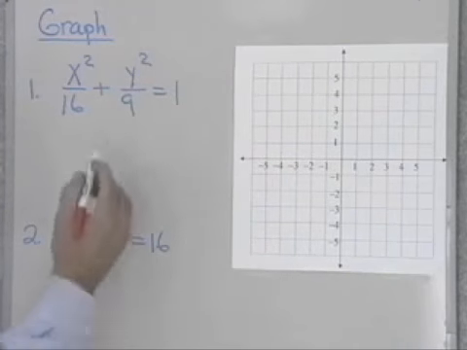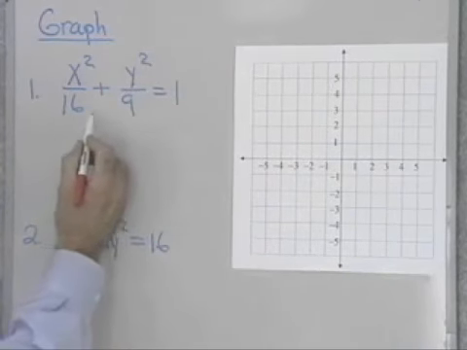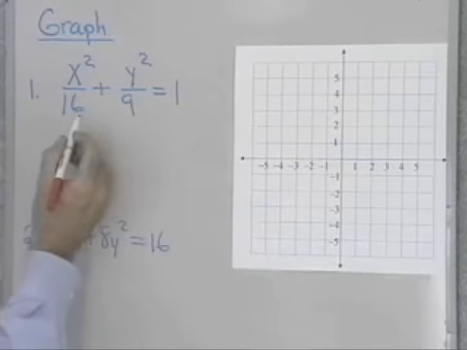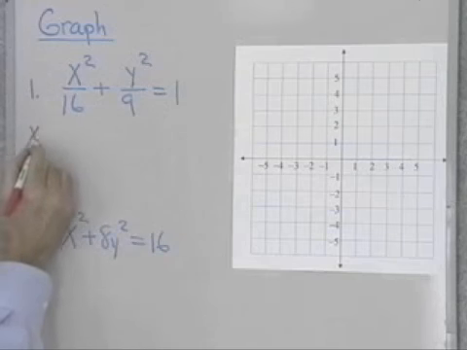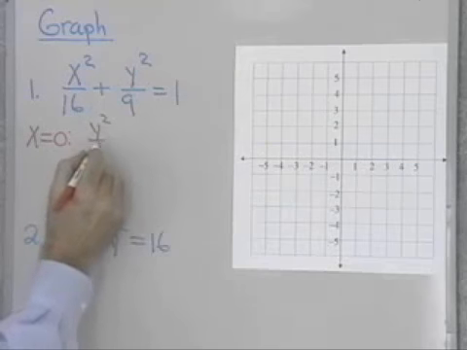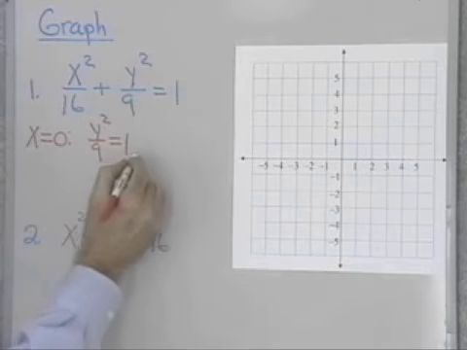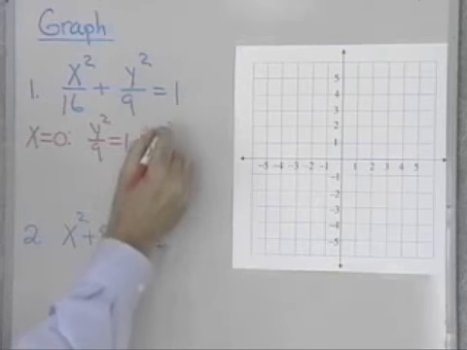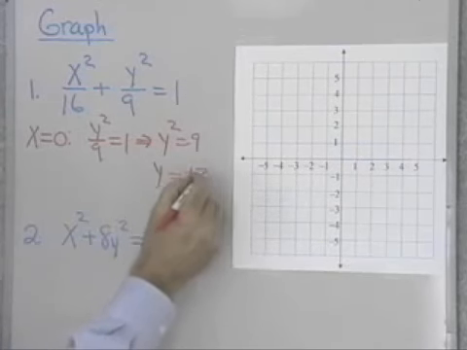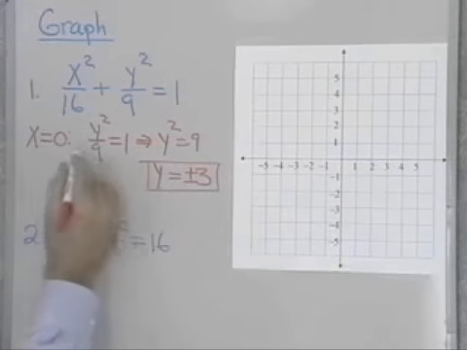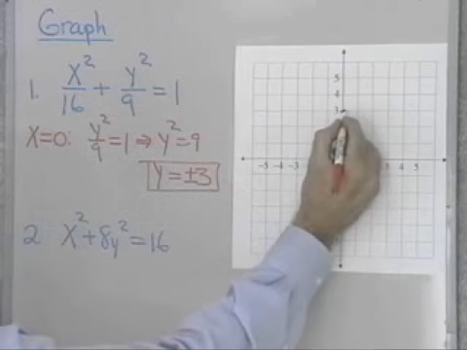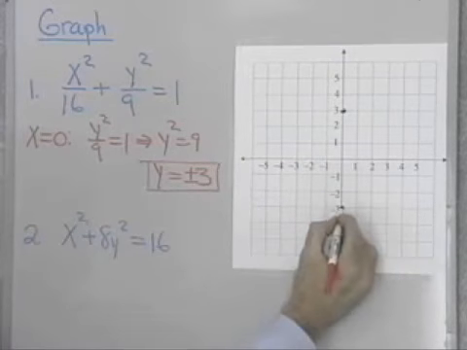This first graph is the graph of x squared over 16 plus y squared over 9 is equal to 1. Now this is the equation of an ellipse. Let's just see what the y-intercepts will be by letting x be equal to 0. When x is equal to 0, I have y squared over 9 is equal to 1. That implies that y squared is equal to 9, which means that y is plus or minus 3. So you can see that when x is equal to 0, y is plus or minus 3. So x is 0, y is 3. X is 0, y is equal to negative 3.